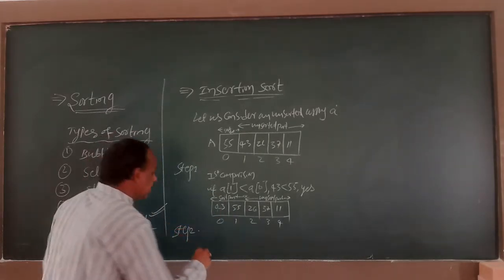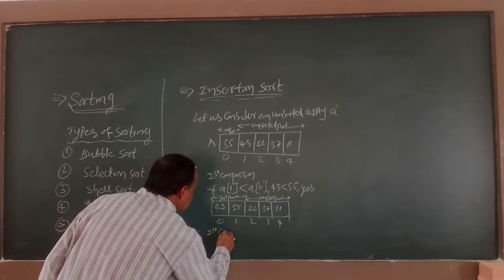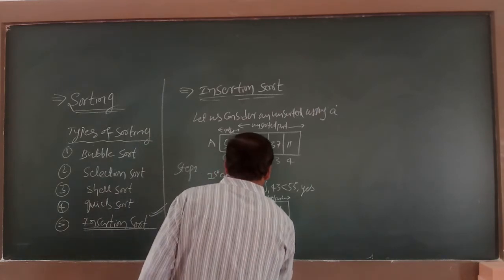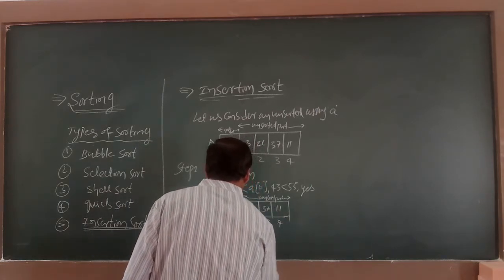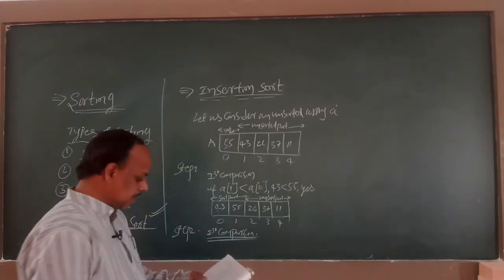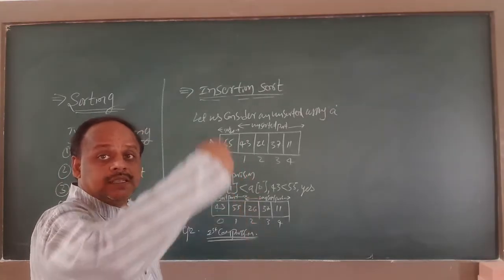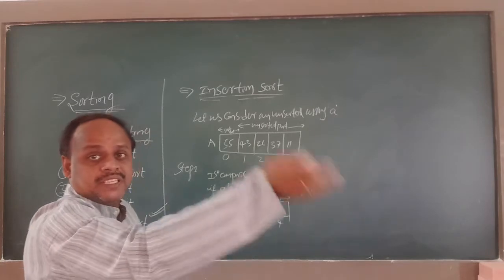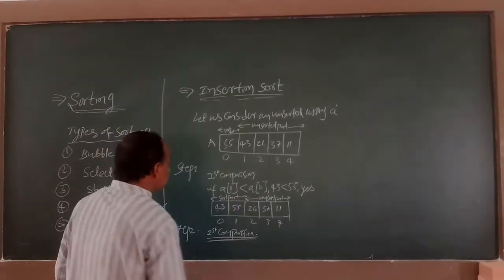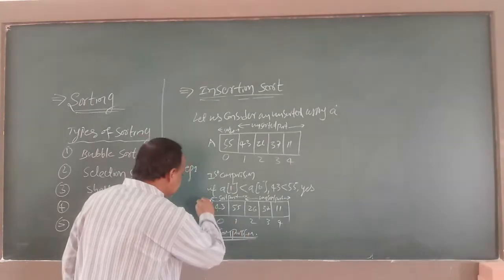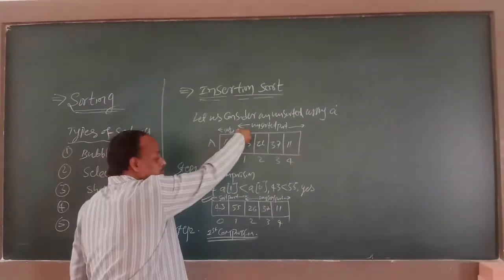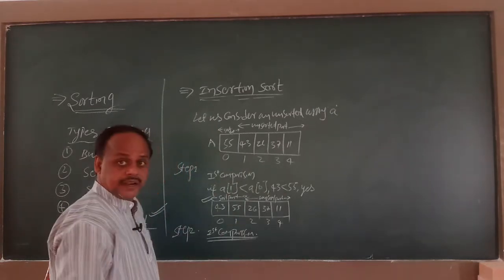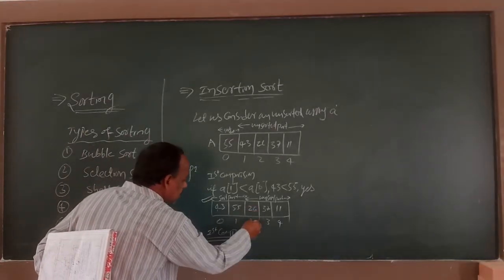In step 2, consider the first comparison. The first and second element comparison is over. In the second step we have to consider the third element, which is stored in A of 2. At present we have to consider the current array only, not the initial one. So consider the third element, which is stored in A of 2.